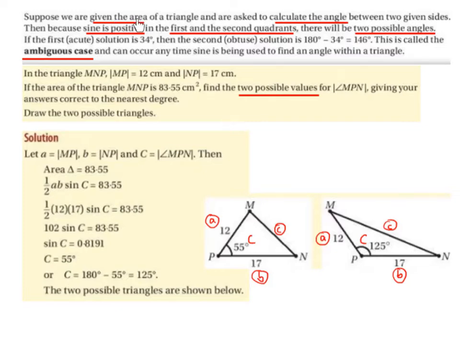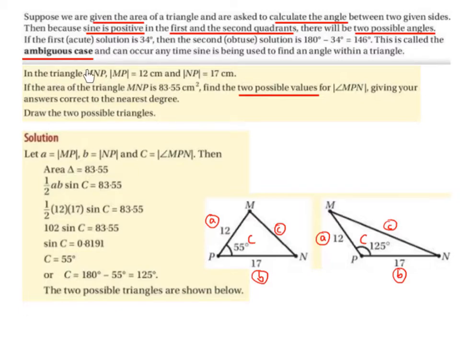Suppose we are given the area of a triangle and asked to calculate the angle between the two given sides. Then, because sine is positive in the first and second quadrants, there will be 2 possible angles. If the first acute solution is 34 degrees, then the second obtuse solution is 180 minus 34 degrees, which is 146. This is called the ambiguous case, and can occur any time sine is being used to find an angle within a triangle. So let's have a look at an example.